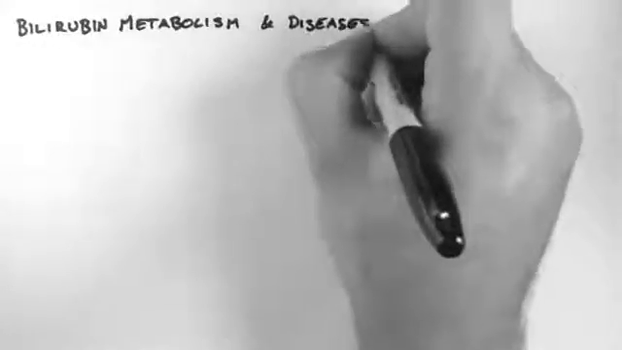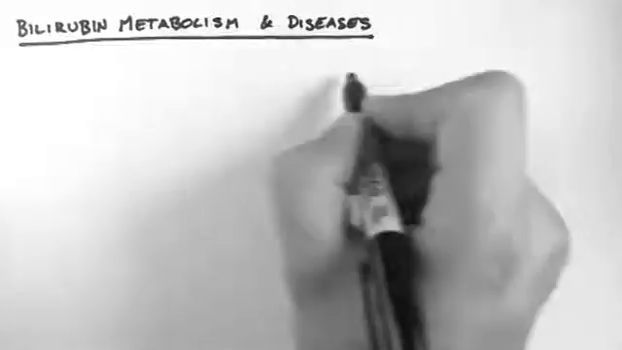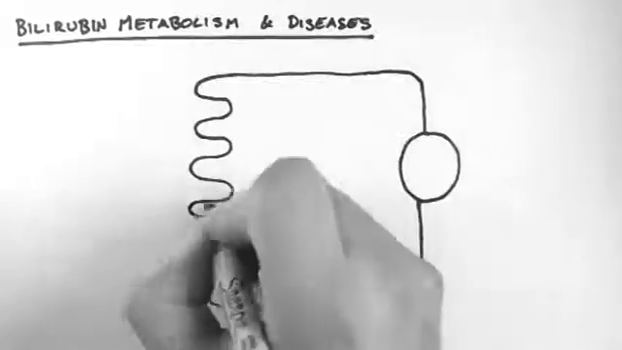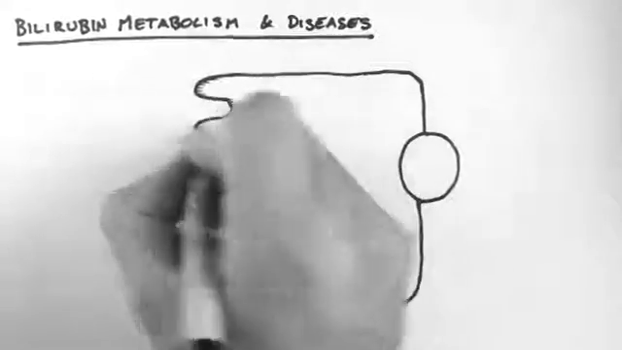Hi, in this tutorial I'm going to talk about bilirubin metabolism in the liver and the diseases which are associated with this part of the pathway. So first of all, I'm going to draw a hepatocyte, which is the main functional cell of the liver.